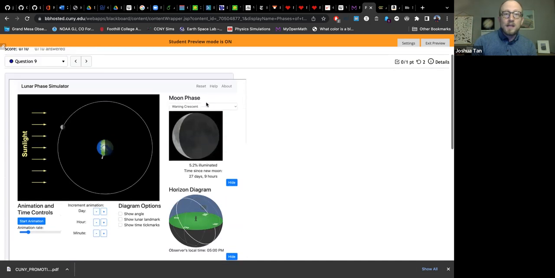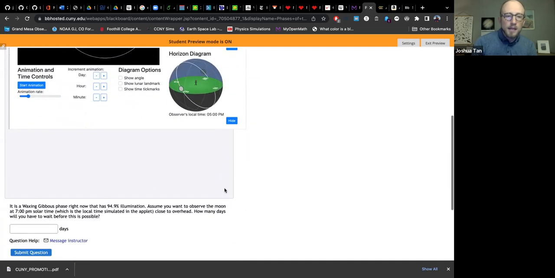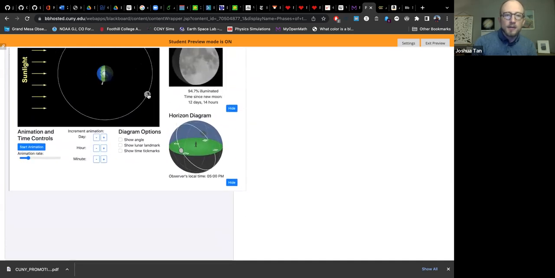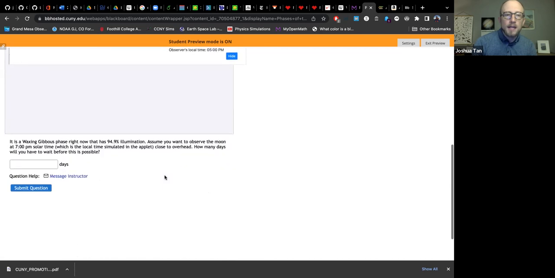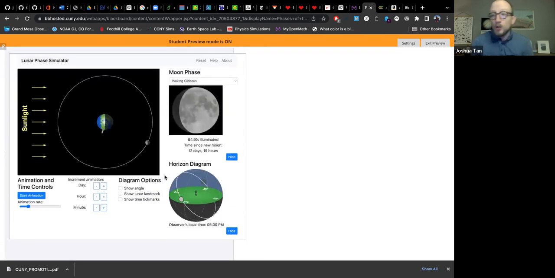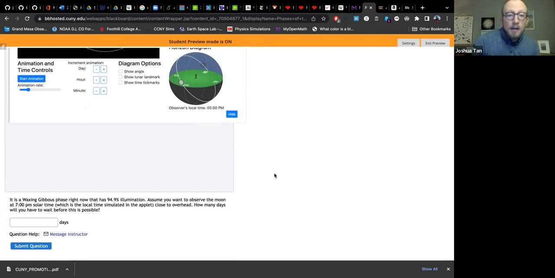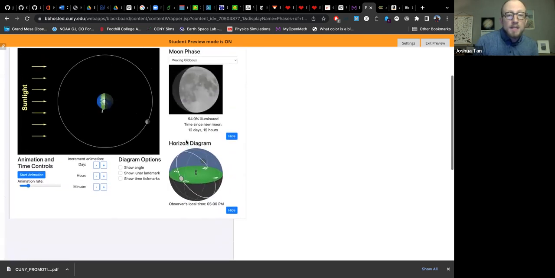So first you have to simulate the moon as it is. It's a waxing gibbous at 94 point something percent illuminated, 94.9. Let's see if I can get to 94.9. Close. There it is, 94.9%. It's a waxing gibbous. Now for you, when you're doing this assignment, it might be a different phase. I want to observe the moon at 7 p.m. solar time, close to overhead. How many days do I have to wait before this is possible?